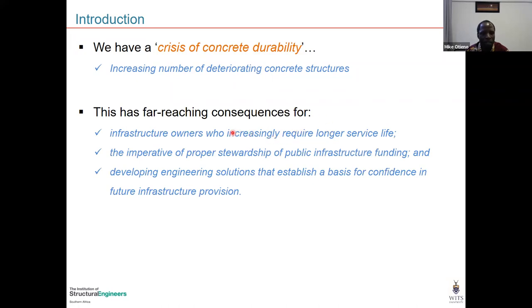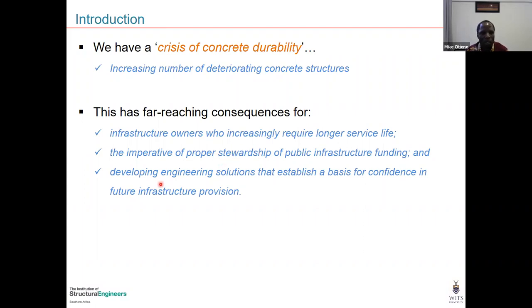Of course, owners need longer service lives. When clients approach us, they want their structures to last long. Long is relative. Most of the time, whether it's a bridge or otherwise, clients may require, let's say, 50 to 100 years of maintenance-free life. So we really need to think about how to achieve this demand. And in terms of capital expenditure, we need to think about how we invest this capital, because in developing countries, a lot of which are in Africa, this investment needs to serve us for as long as it can, so that the capital expenditure is worthwhile in terms of return on investment.